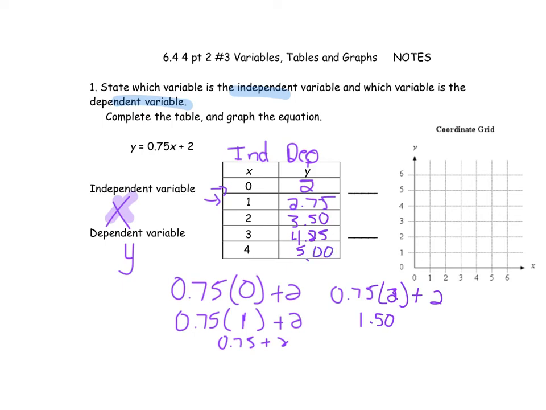And then to graph it, you just plot your points. When x was 0, y was 2. When x was 1, y was 2.75. So almost to the 3. And you can continue guesstimating where those points are going to be, 4.25. And you can see that it makes a straight line. Hope that helps.